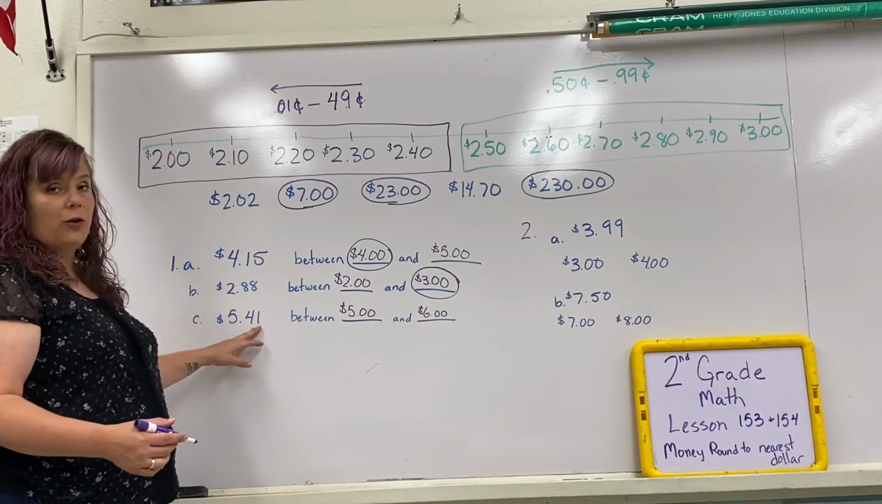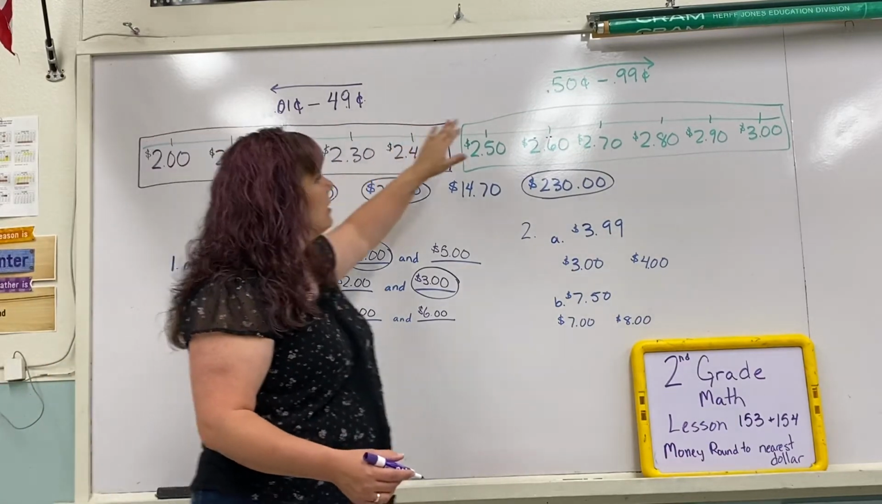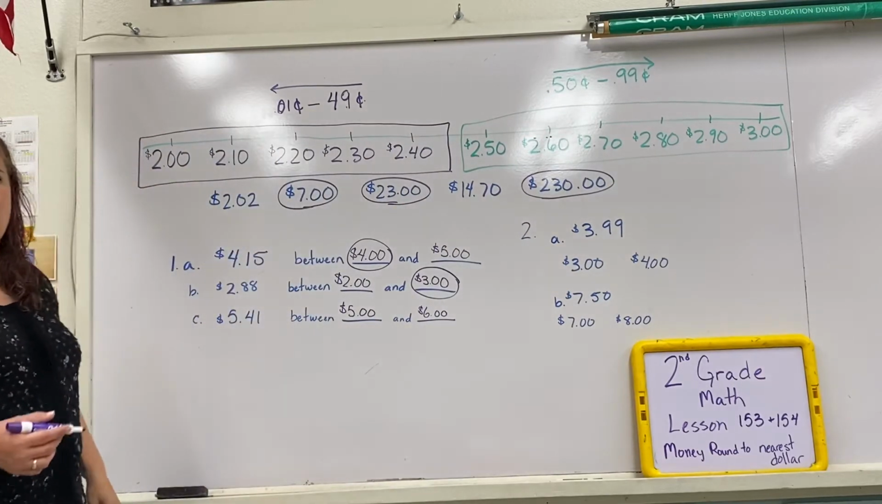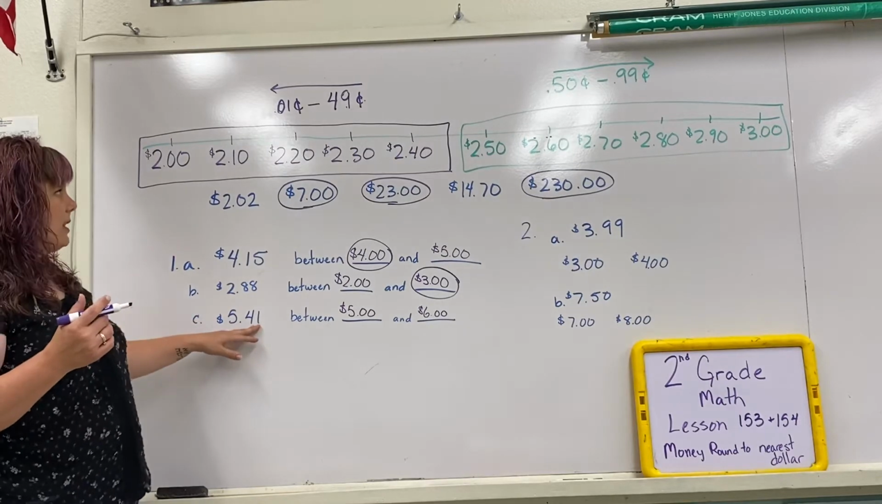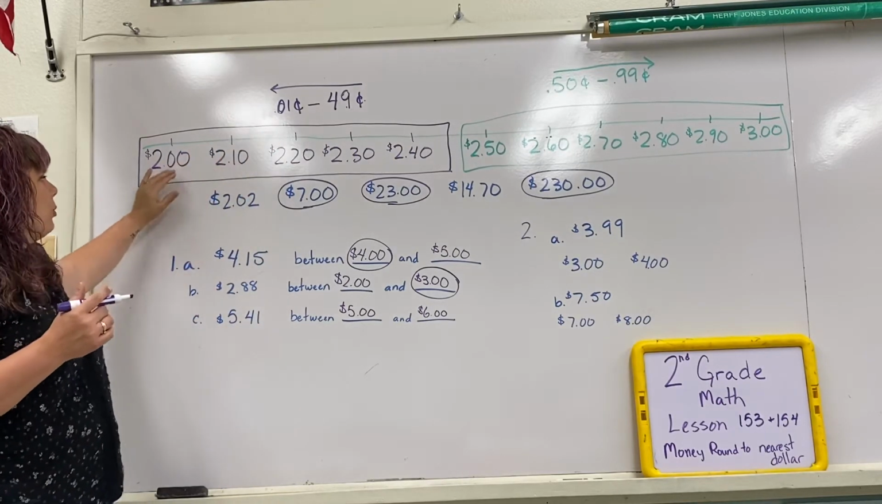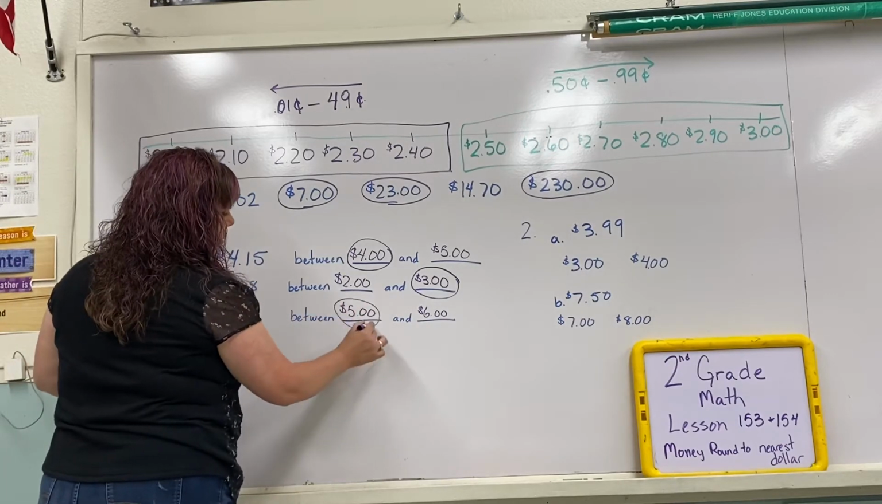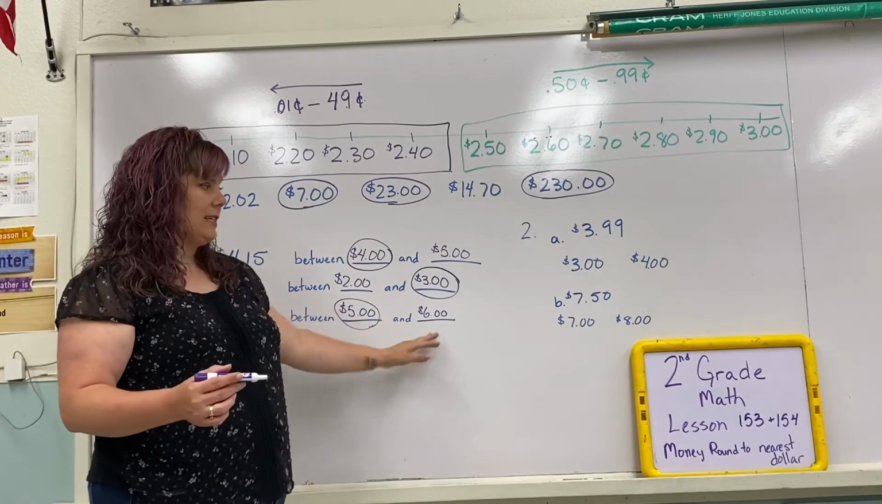Now we're going to look at the 41. Is the 41 cents in the lower bracket or is it in the higher bracket? Are we going to go down or are we going to go up? Yeah, we're going to go down. 41 cents is in the lower, so we would round this one down. And so we're going to circle the $5. It's closer to $5 than it is to $6.